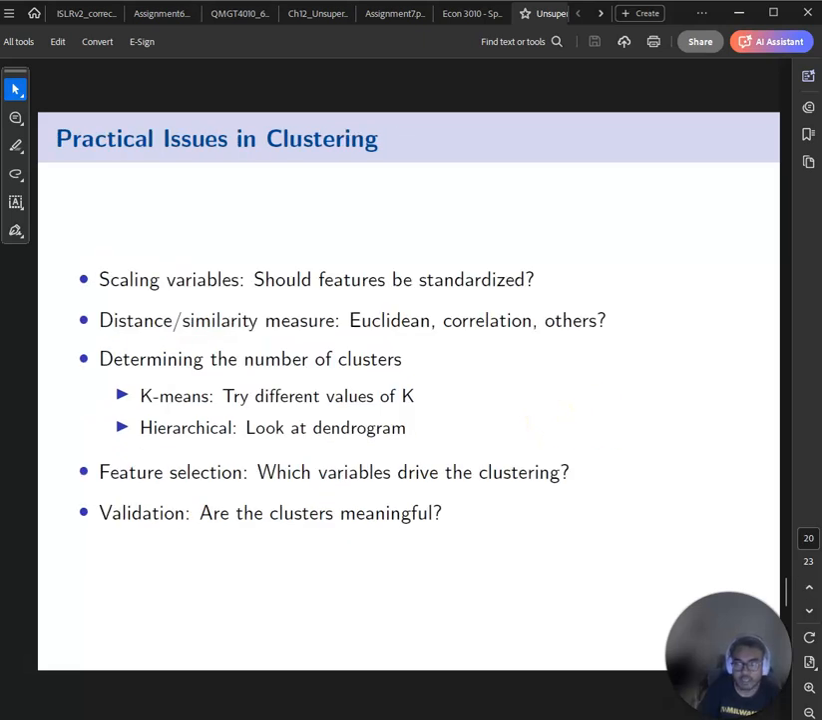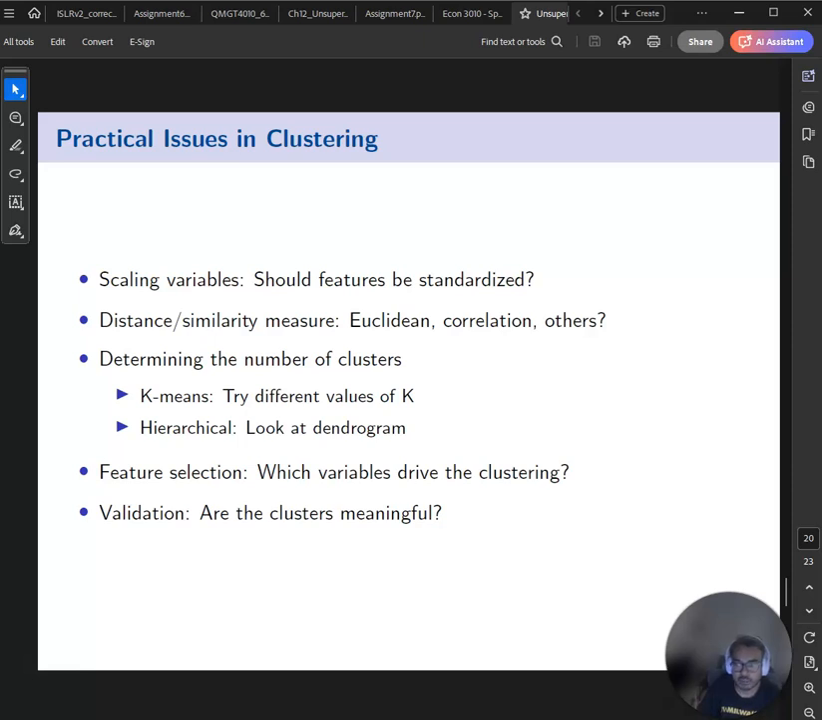When applying clustering techniques in real-world scenarios, there are several practical issues that we need to consider. First, should we scale or standardize our variables? This is especially important when our features have different units of measurement. Standardizing variables to have zero mean and standard deviation 1 often makes sense because it prevents variables with larger scales from dominating the clustering. But there are cases where the natural scale contains important information, so this decision needs to be made thoughtfully. Second, what distance or similarity measure should we use?